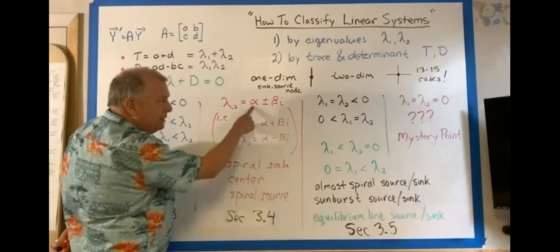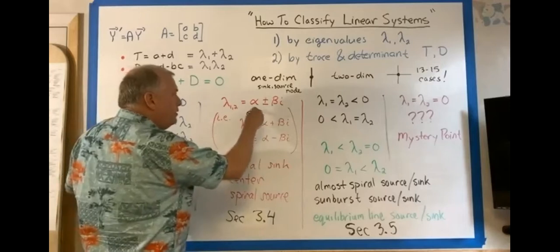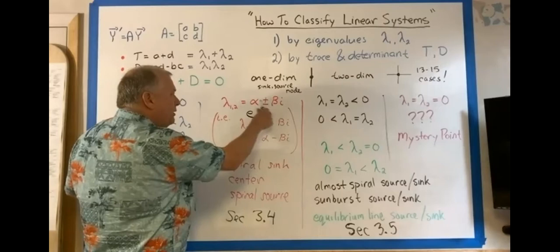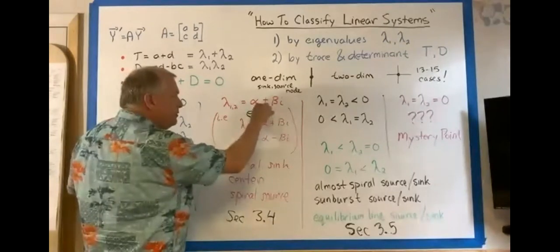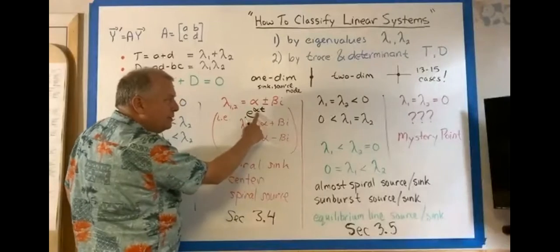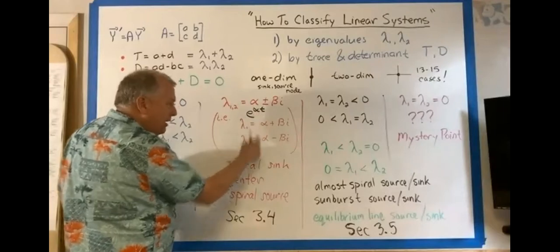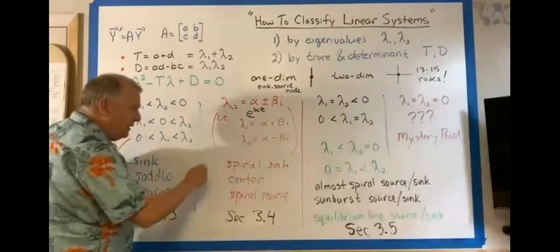But this alpha drove the exponential. And if alpha is positive, it's growth. If alpha is negative, it's decay. If alpha is zero, it's neither growth nor decay. So now I know how to identify these three immediately.